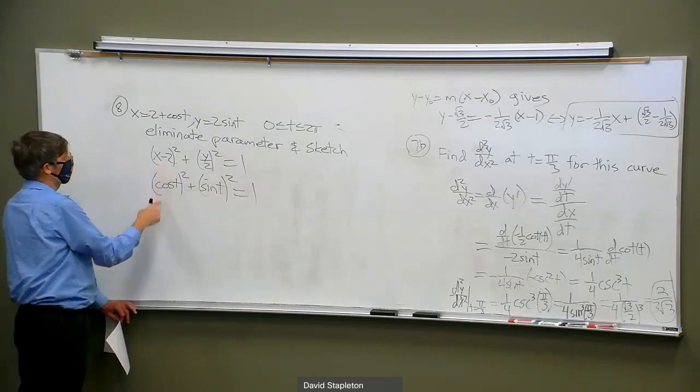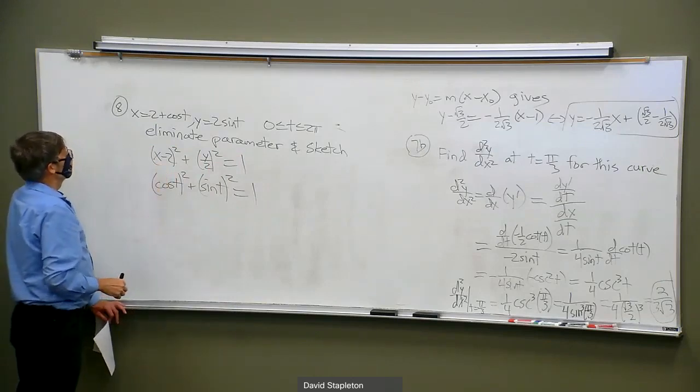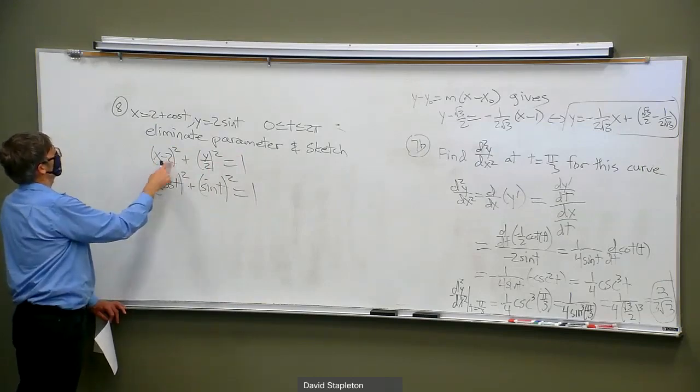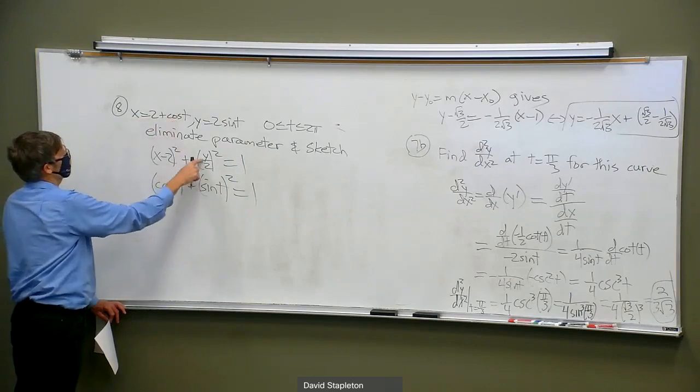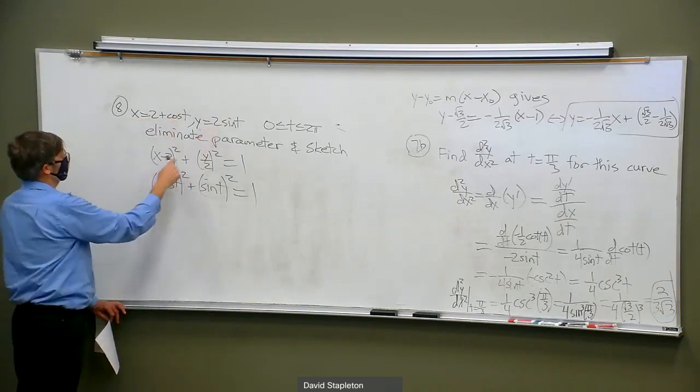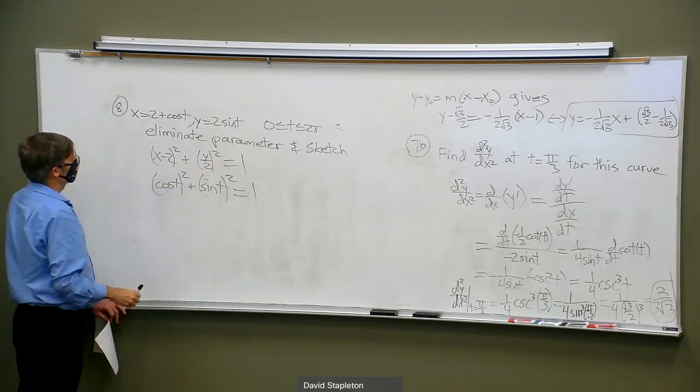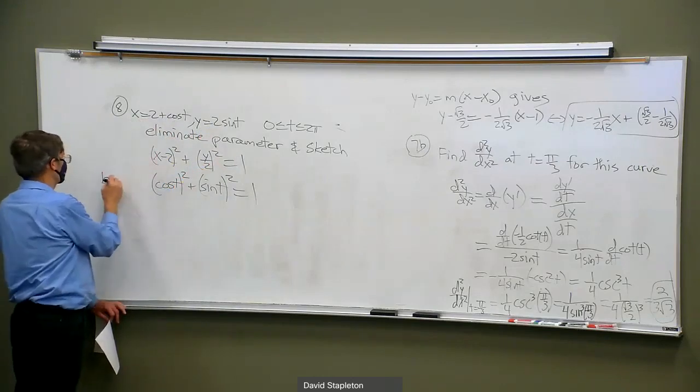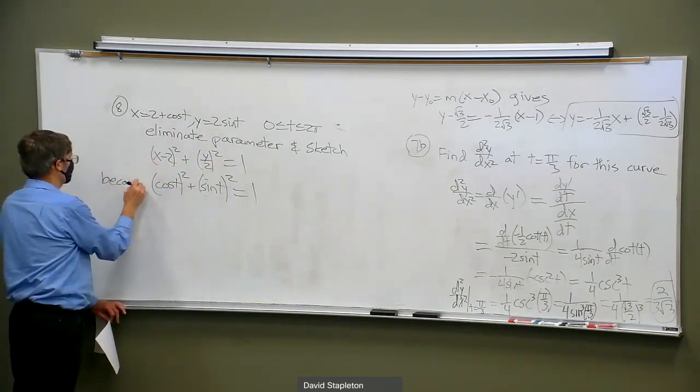So what I do is I subtract 2 to get cosine here, divide by 2 to get sine here, and then this squared plus this squared equals 1. So this is equal to 1 because of this. Now, how do I sketch this one?